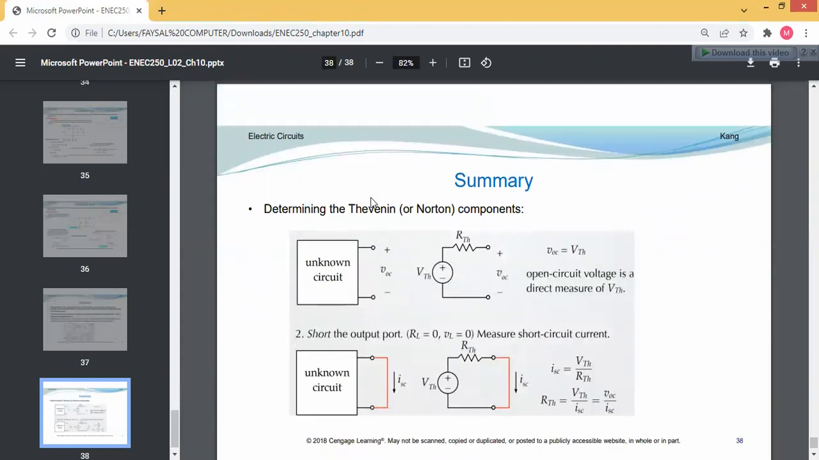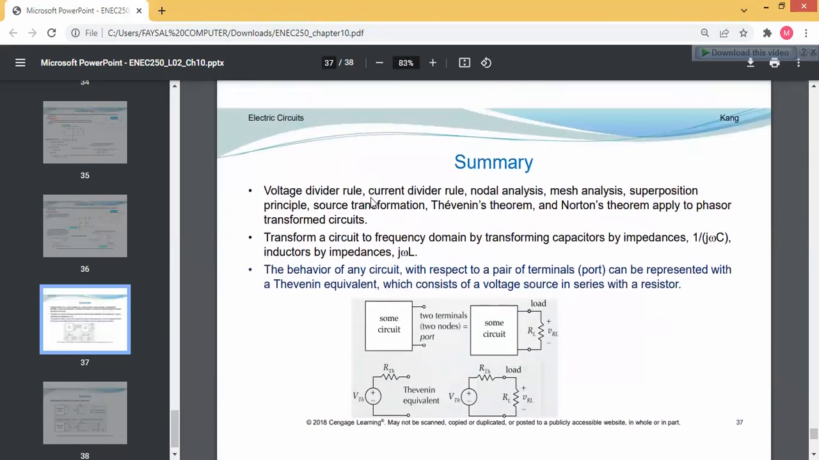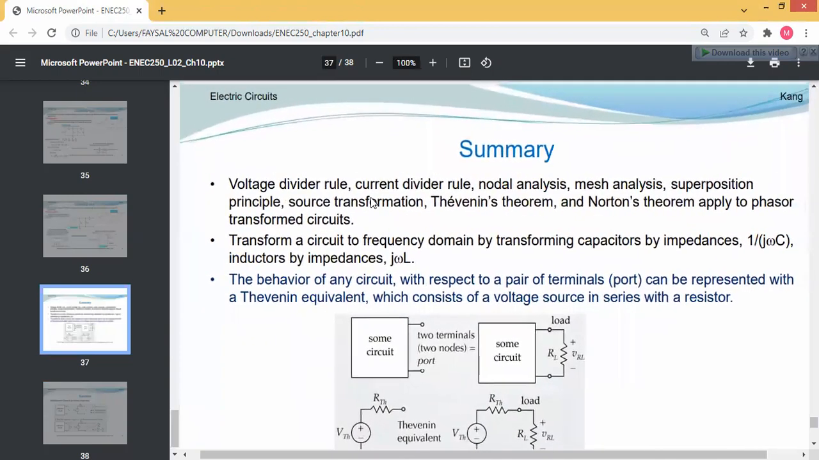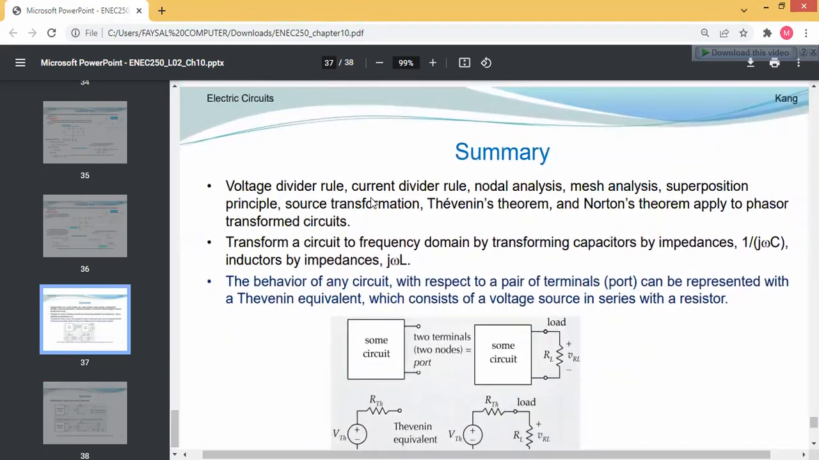So now there is basically the summary for chapter number 10. Voltage divider rule, current divider rule. We have done all these parameters. First, I did the voltage divider rule, then current divider rule, then nodal analysis, mesh analysis, superposition principle, then after source transformation, Thevenin's theorem, Norton theorem, and applying them to phasor transformed circuits. So these are all the parts we did today.